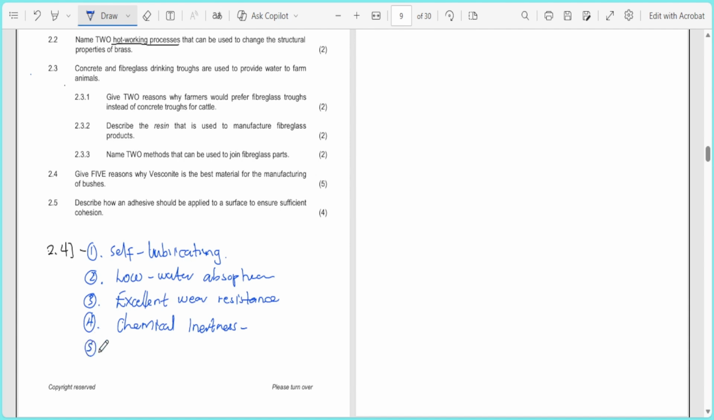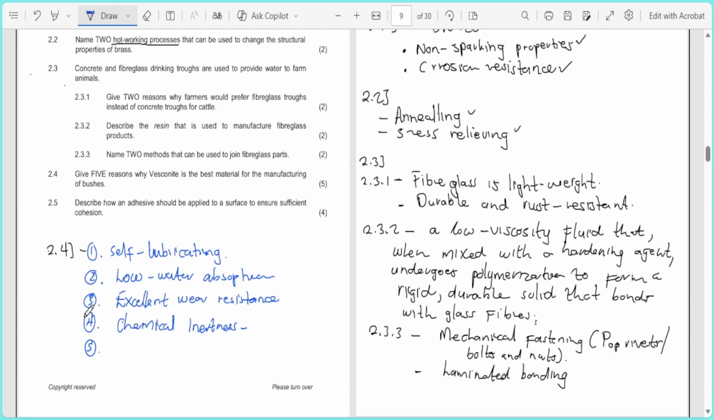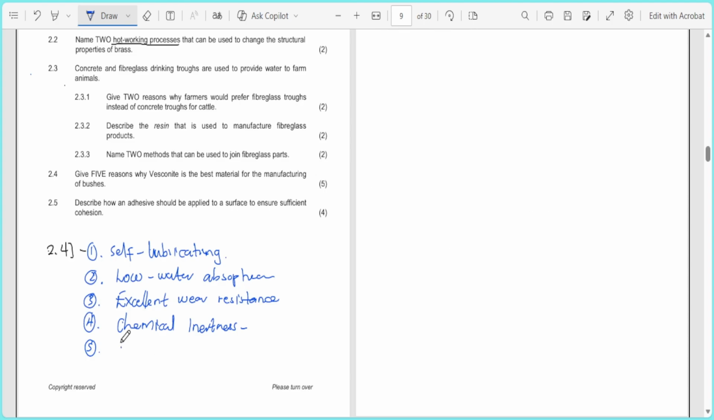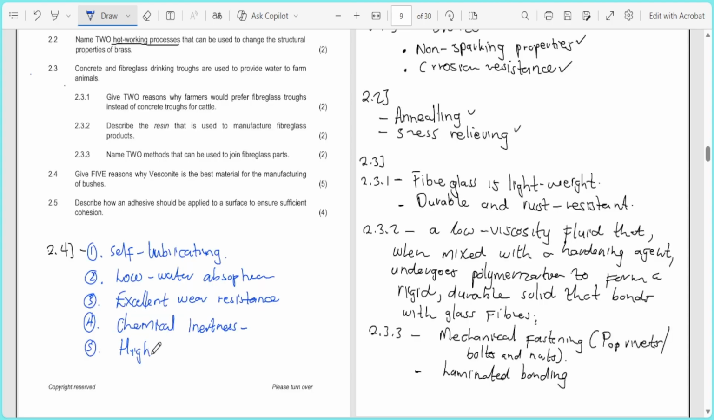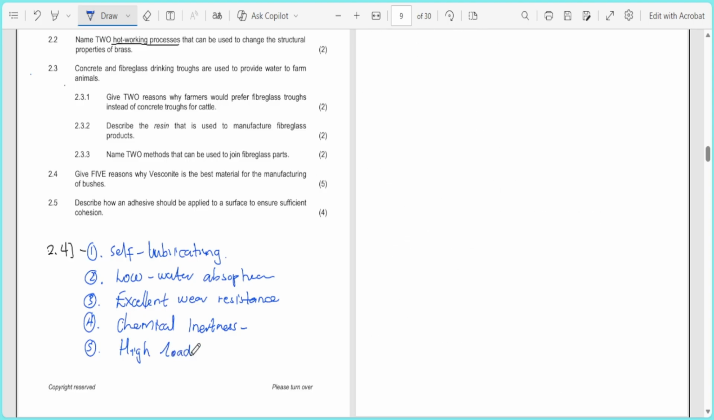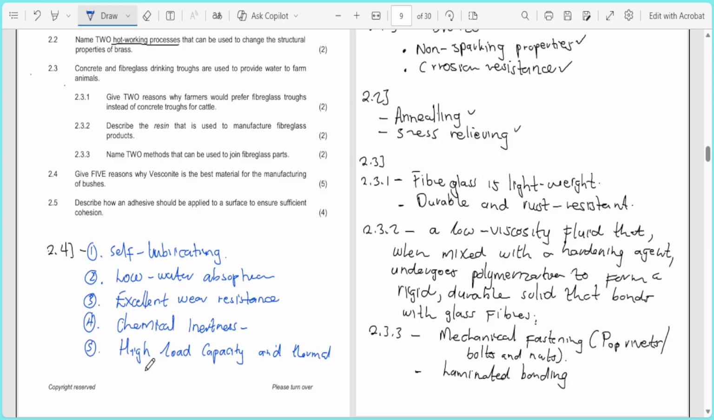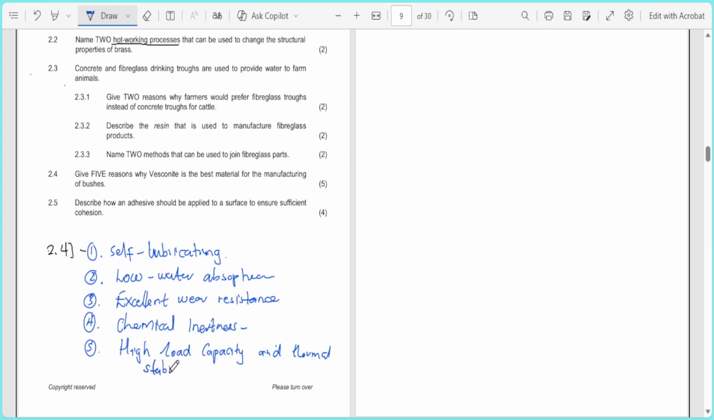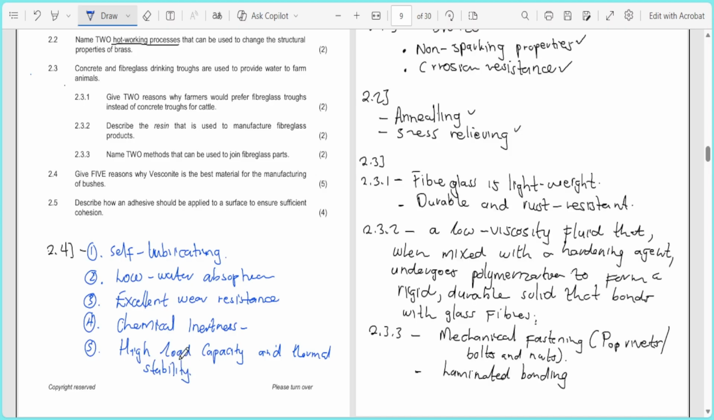For the fifth point, it has high load capacity and thermal stability. High load capacity and thermal stability, not resistance, stability. All right, so that is our last point.